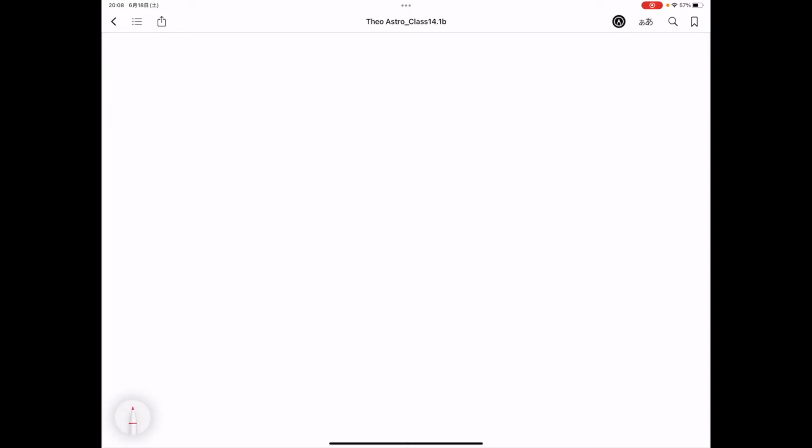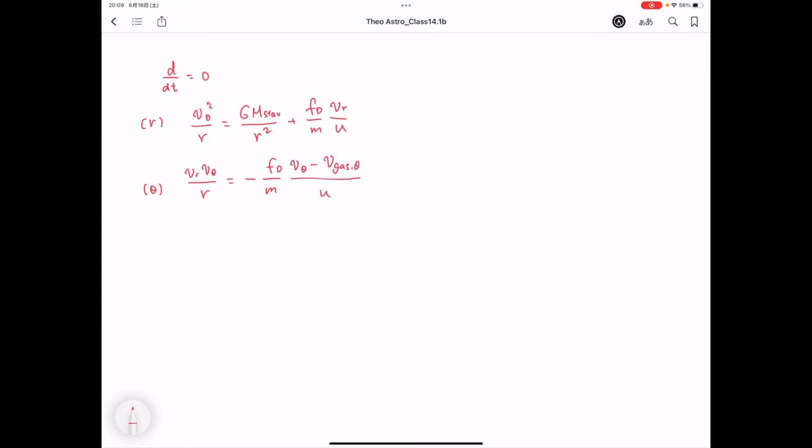So the equation of motion, using the assumption of terminal velocity, in the r direction is: v_theta² over r equals GM_star over r² plus F_d over m times v_r over u. For the theta direction, you can express it as v_r v_theta over r equals minus F_d over m times (v_theta minus v_gas,theta) over u. Then we substitute v_r equals w_r and v_theta equals v_k plus w_theta, where w_r and w_theta are much smaller than v_k. Then v_theta² can be calculated as v_k² plus 2 v_k w_theta plus w_theta².